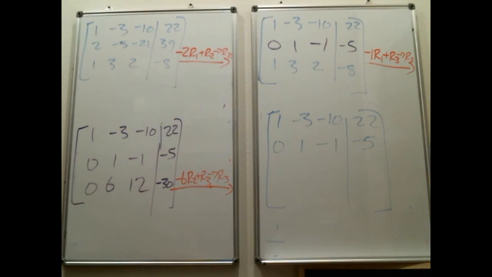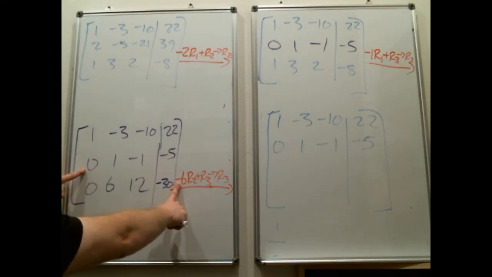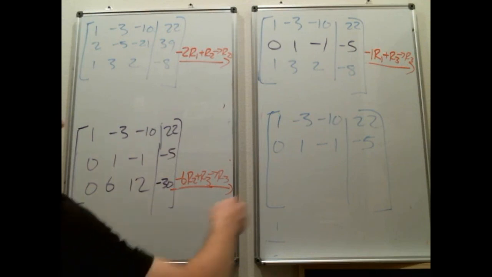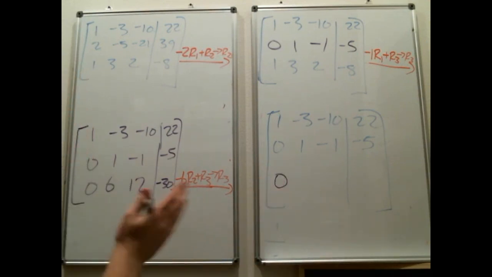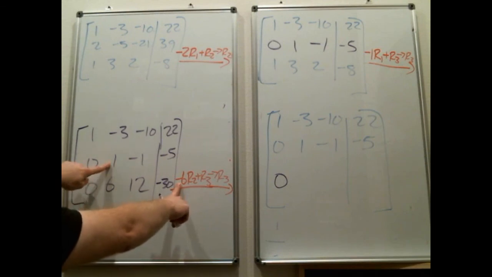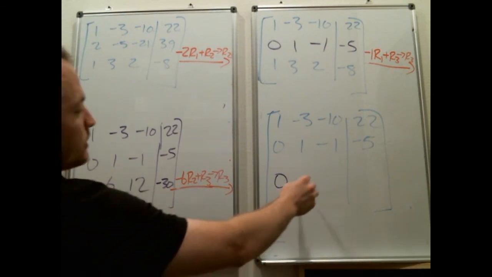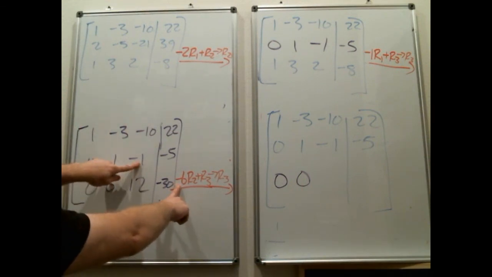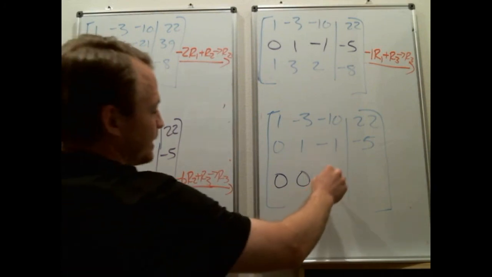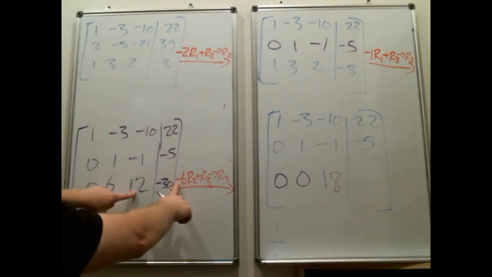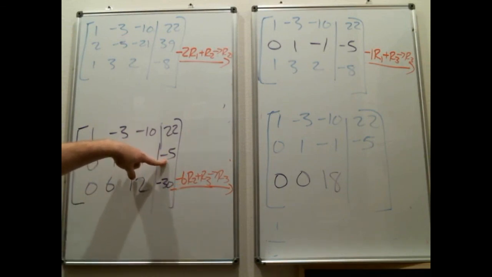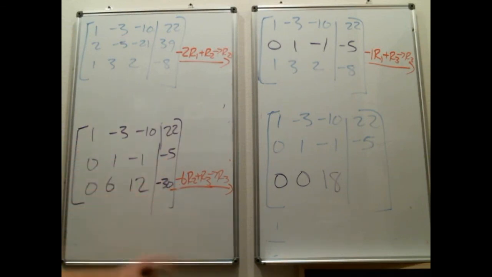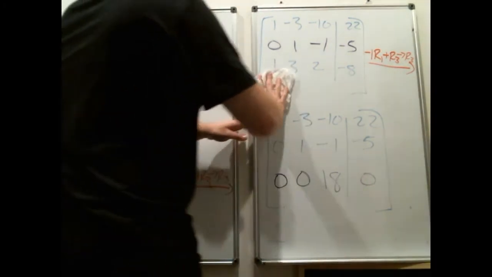And so let's do this. Negative 6 times 0 is 0. Add it to 0 gives you 0. That's what we're wanting. We don't want to change any work we've already done. Negative 6 times 1 is negative 6. Add it to 6 gives you 0, which is what we were wanting. Negative 6 times negative 1 is positive 6. Add it to 12 is 18. Negative 6 times negative 5 is positive 30. Add it to negative 30 gives you 0. Alright, and that's okay. It's no issue having the 0 over here.